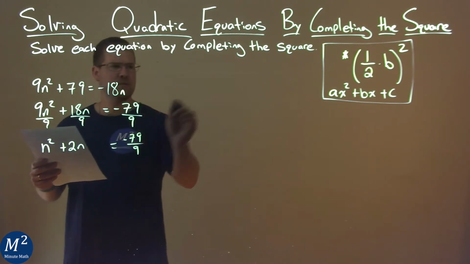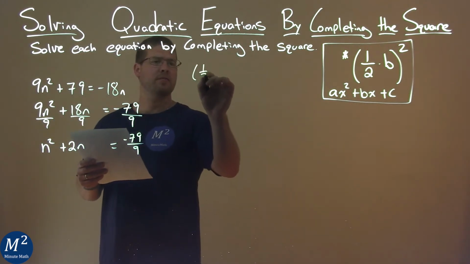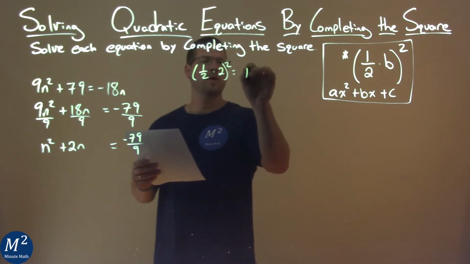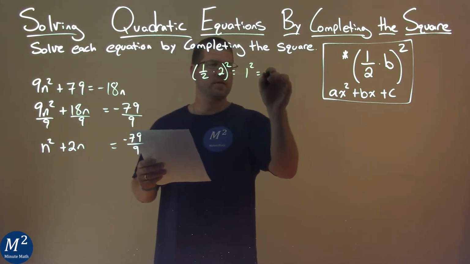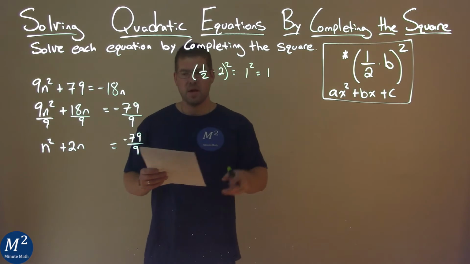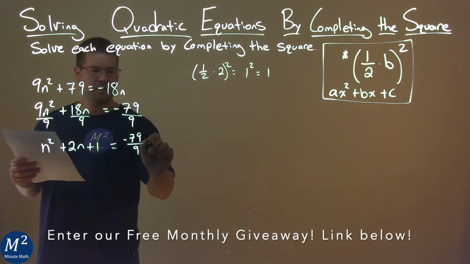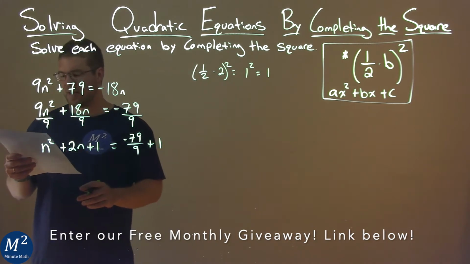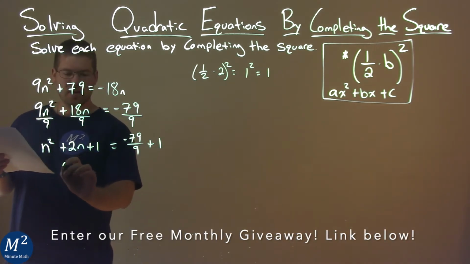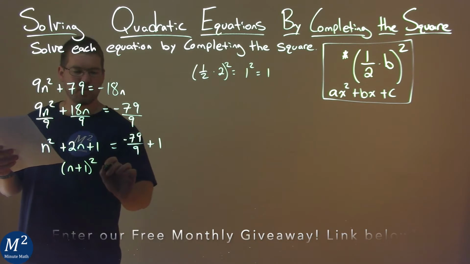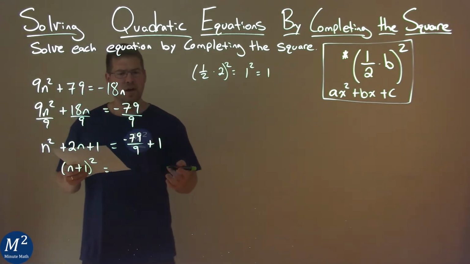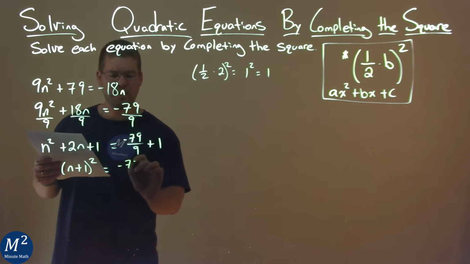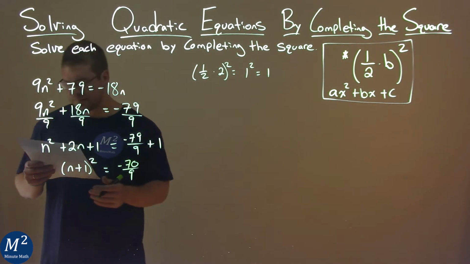My b value is 2, so I use my formula now. 1/2 times 2 squared. 1/2 times 2 is 1, and square that, and 1 squared is, well, 1. I take that 1 and I'm going to add it to both sides of the equation. The left-hand side now is a perfect square, and it is n plus 1 all squared. The right-hand side will simplify, so negative 79 over 9 plus 1 is negative 70 over 9.